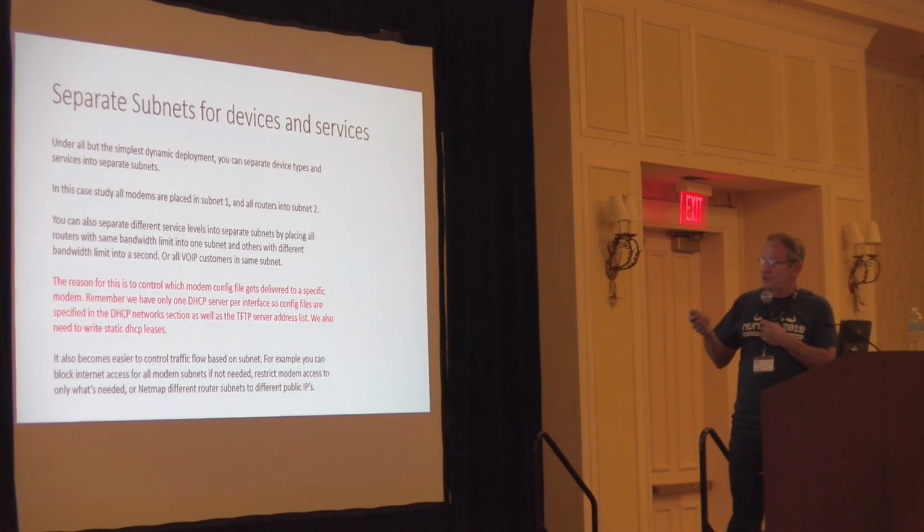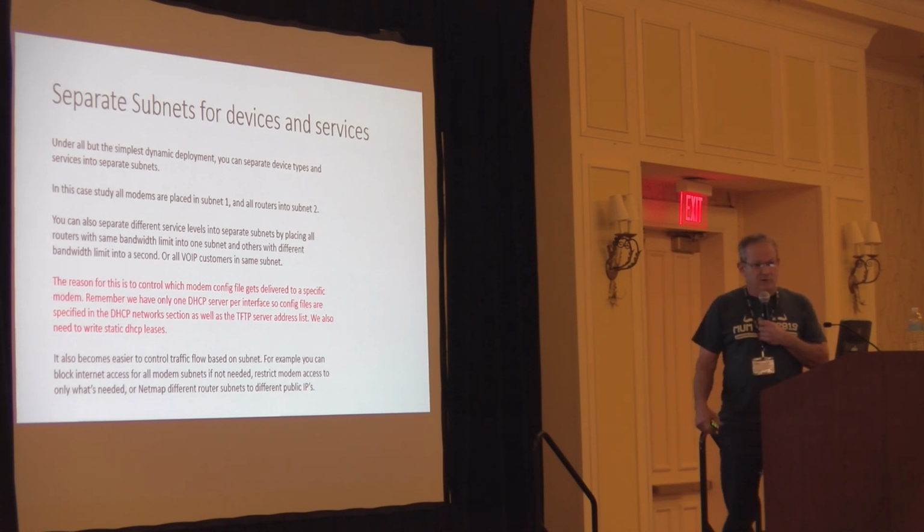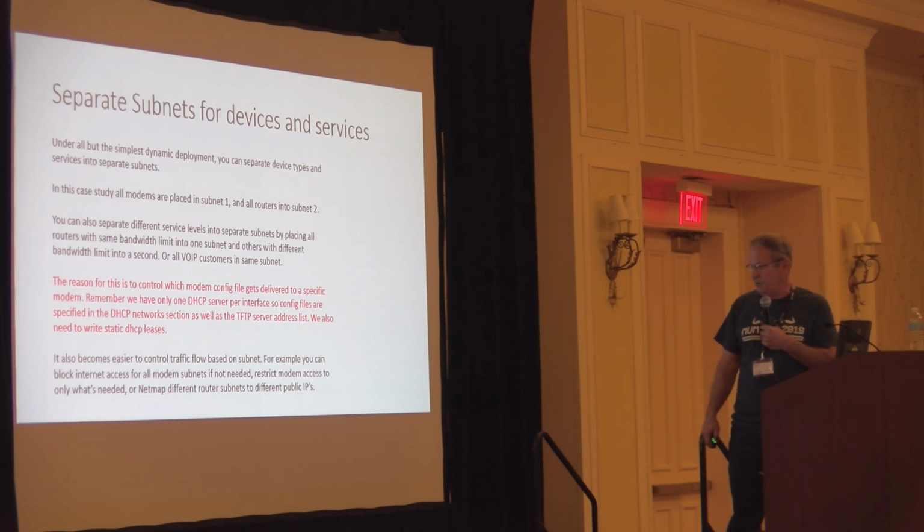I found too that if you separate your different classes of service by subnets, it's a lot easier to control things. An example would be your cable modems really don't need to access the internet. There should be no reason why they have to. So keep them on the same subnet and just don't put that subnet in your NAT tables or your masquerade tables, and they can't get to the internet. You can also restrict your modem access to only what's needed, obviously, with firewall rules. In this case, I can map different subnets to different public IPs to kind of separate things out, so it makes it a lot easier to do it that way by subnet.